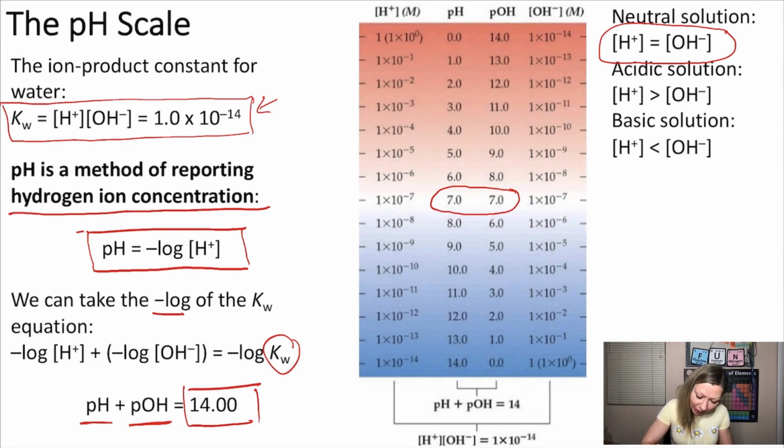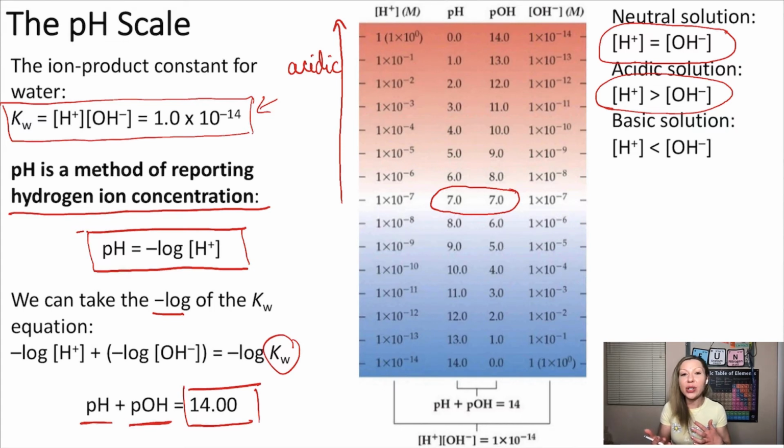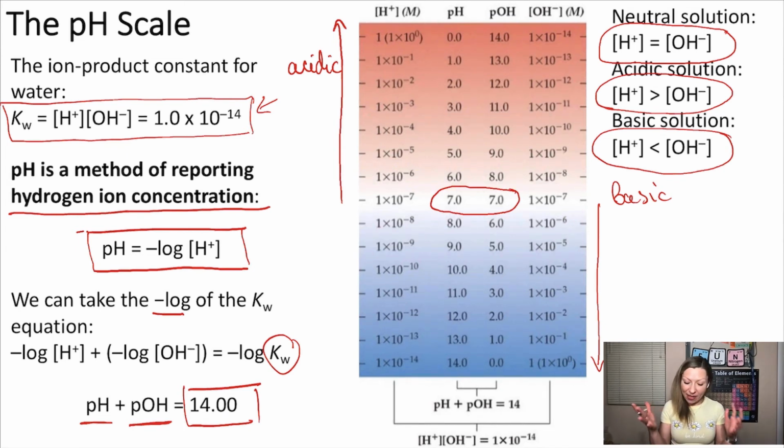Now, if we increase the hydrogen ion concentration right here, we are going to have an acidic solution. So this means that the hydrogen ion concentration is higher than the hydroxide ion concentration. However, when we increase the hydroxide ion concentration on this side, we are going to get a basic solution. So the H+ ion concentration is smaller than the OH- concentration. And remember, when pH equals 7, we are going to have a neutral solution. All right, I hope this makes sense.